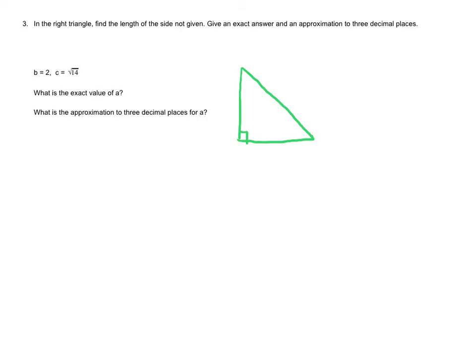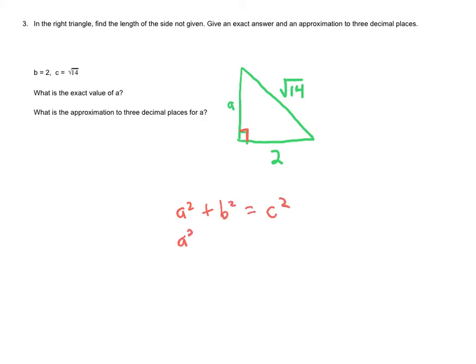So we've got a right triangle. A, we don't know what it is. B is 2, and then C is the square root of 14. Still using Pythagorean Theorem since it's a right triangle. A squared plus B squared equals C squared.